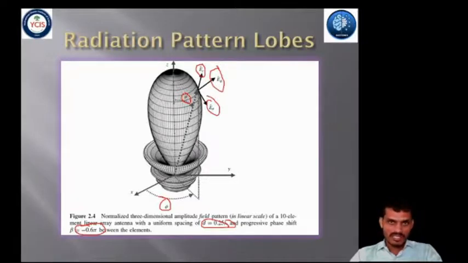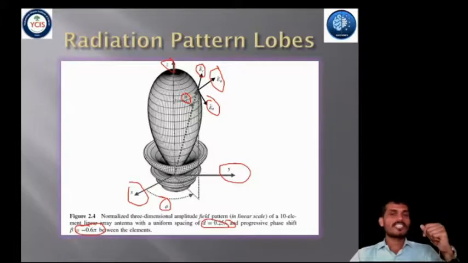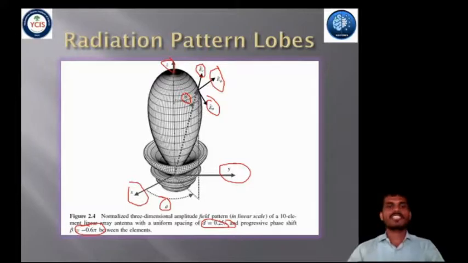Now this Z is the direction of propagation. This is your E electric field, and this is your Z, it can be your magnetic field. So these are the normalized 3-dimensional amplitude field patterns in linear scale for the 10-element linear array antenna with a uniform spacing of 0.25 lambda, that is equal to d, and propagation phase shift beta is equal to minus 0.6 pi between the elements.